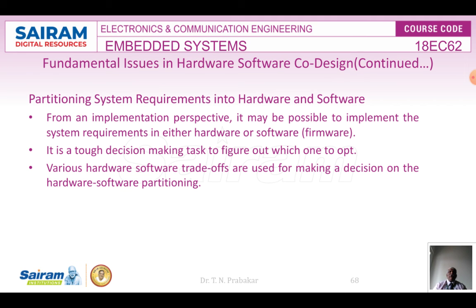Now we have seen the hardware and software. Now the partitioning of system requirements. From an implementation perspective, it may be possible to implement the system requirements in either hardware or software. So it can be either a hardware implementation or a software implementation. It's a tough decision to make. However, various hardware software trade-offs are used for making a decision on which part to implement in hardware and which part in software. In general, this is hardware software partitioning.